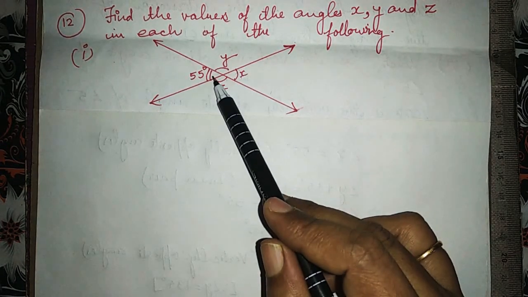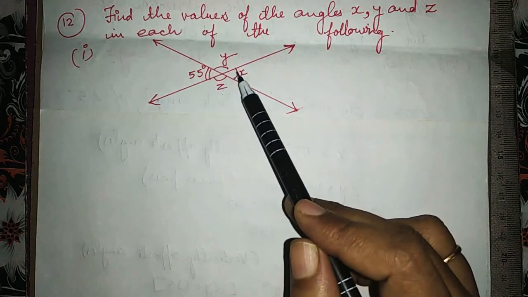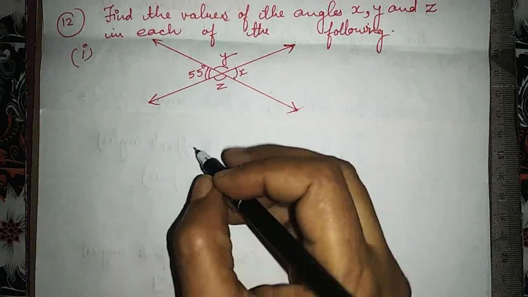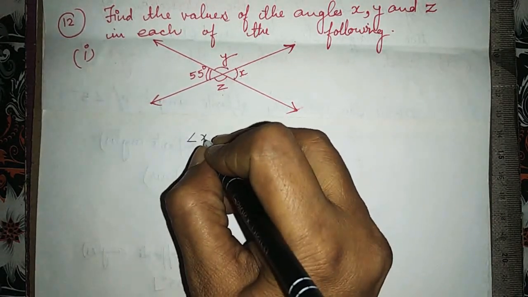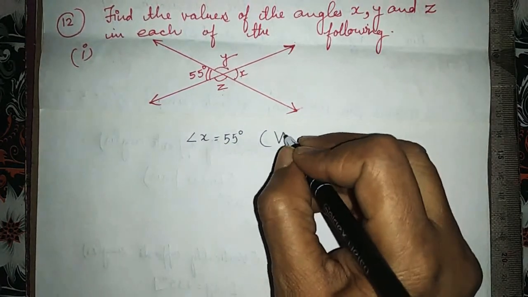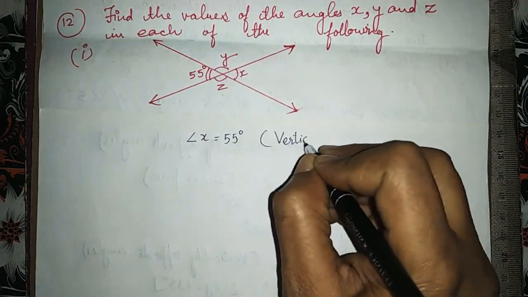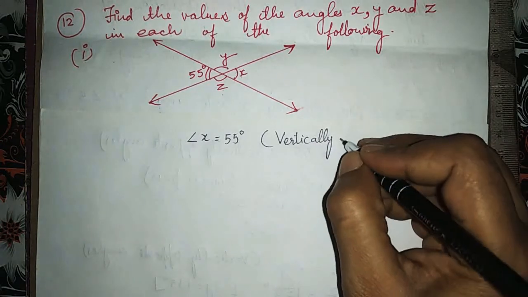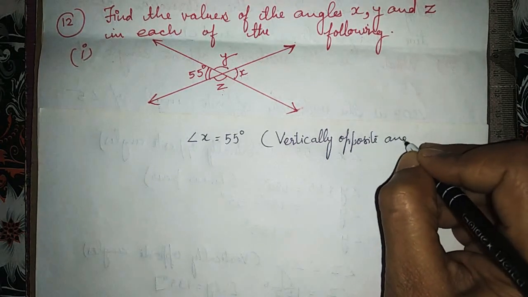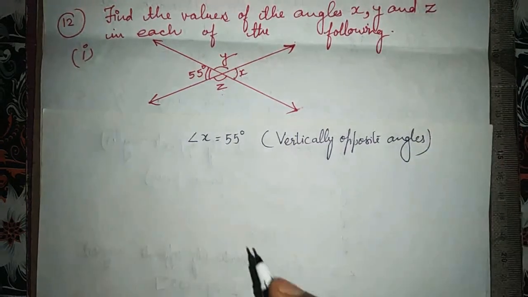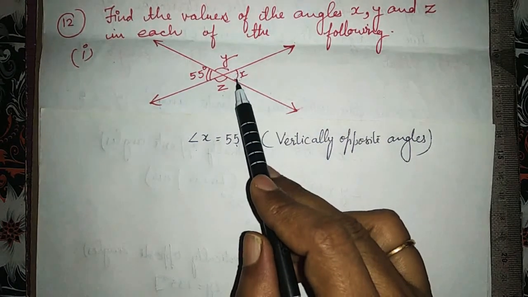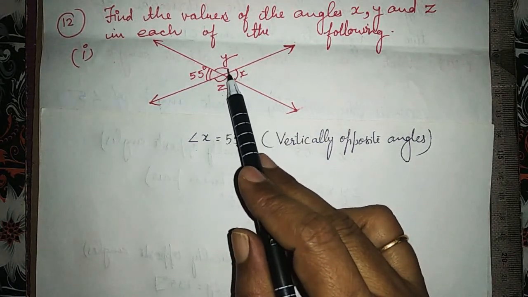Here we can see angle x and 55 degrees both are vertically opposite angles, and we know that vertically opposite angles are equal. So the measure of angle x is equal to 55 degrees, and here we will mention that they are vertically opposite angles.